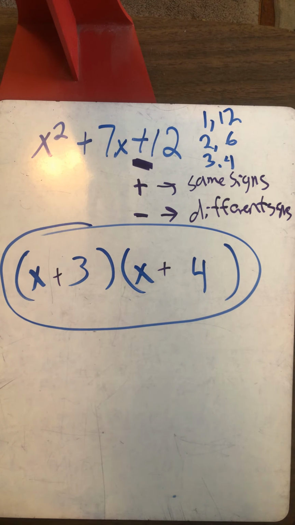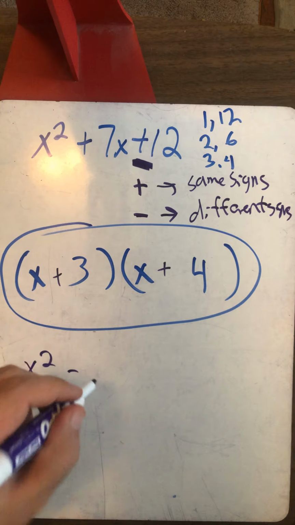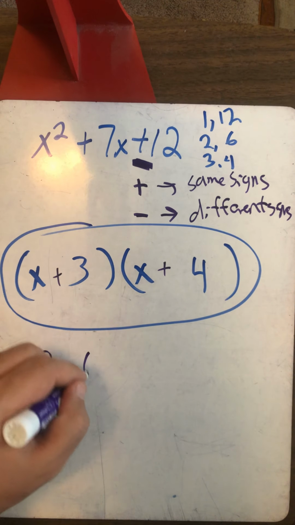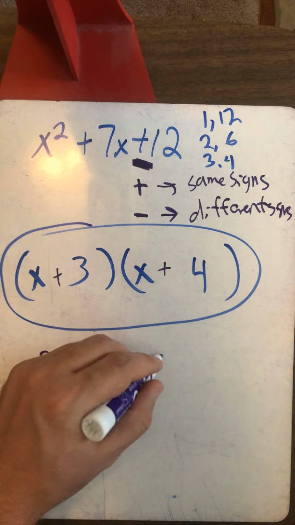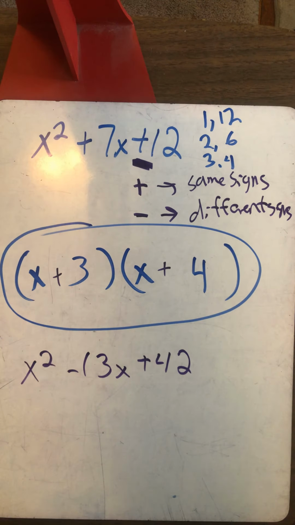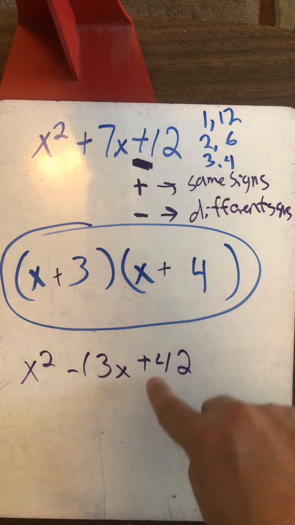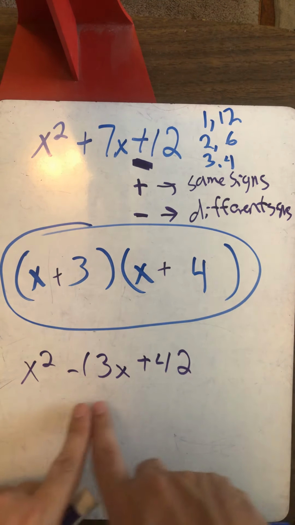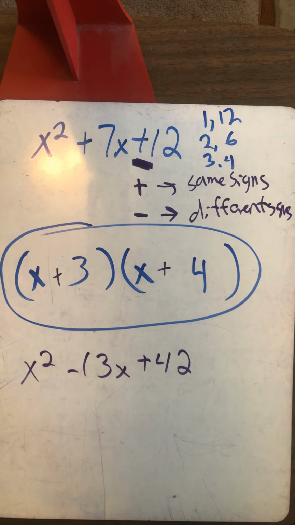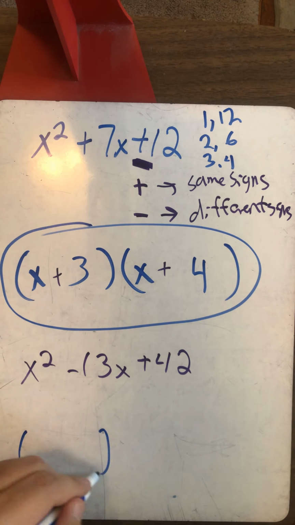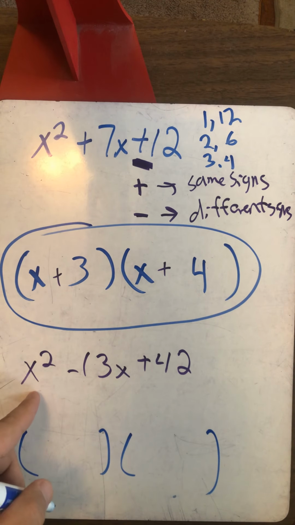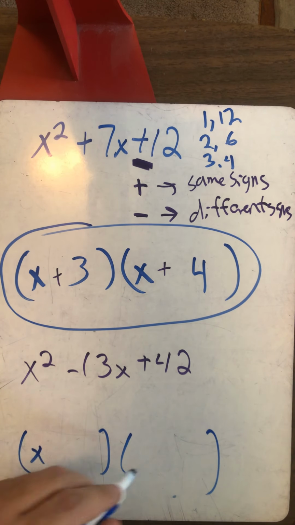So let's take a look at this next one. x squared minus 13x plus 42. Again, we look for the same thing. That's x squared, x. So we're good there. So I got two sets of parentheses. Boom, boom. That's just x squared, so we have x and x.